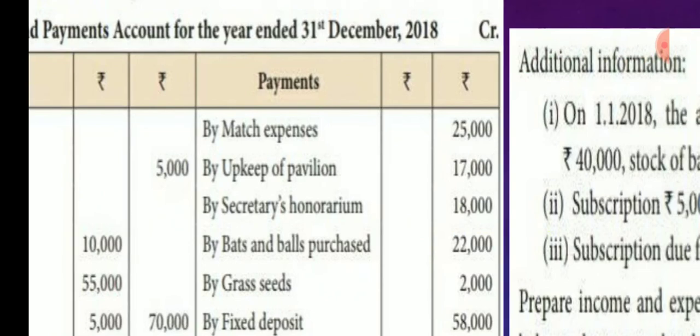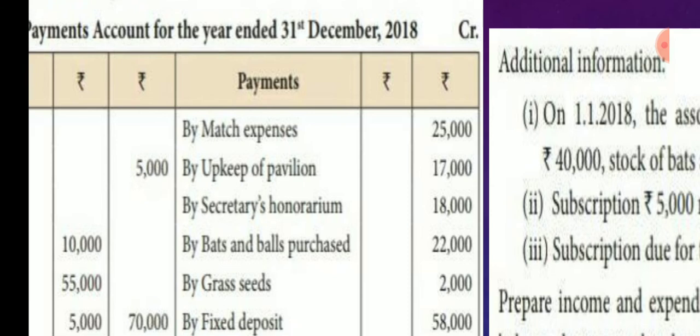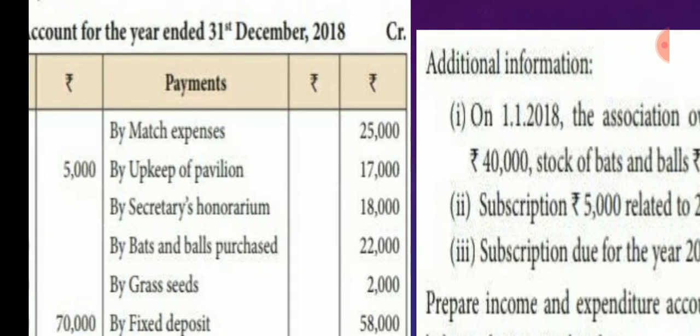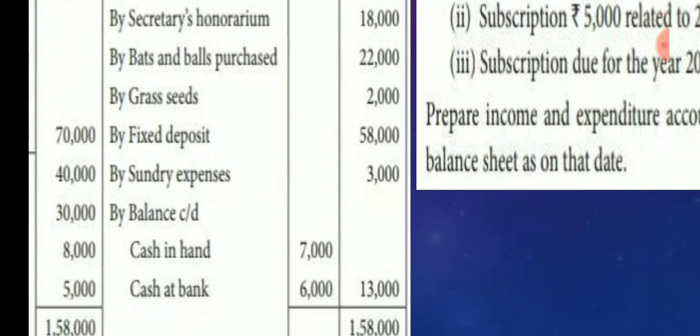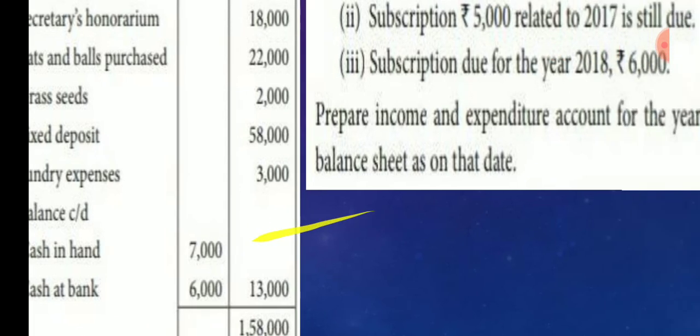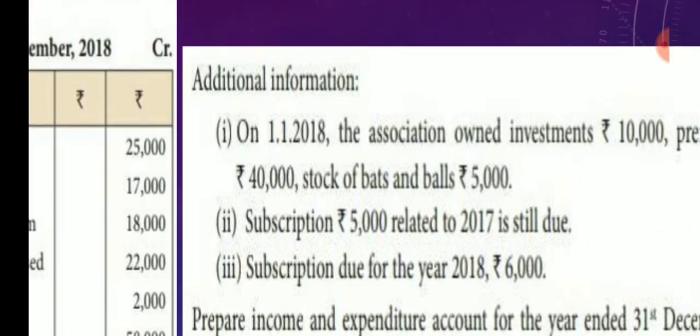And then payment side, by match expenses 25,000, by upkeep of pavilion 17,000, by secretary's honorarium 18,000, by bats and balls purchase 22,000, by grass seeds 20,000, by fixed deposit 58,000, by sundry expenses 3,000. By closing cash in hand 7,000 and cash at bank 6,000. So totally 13,000. Additional information.